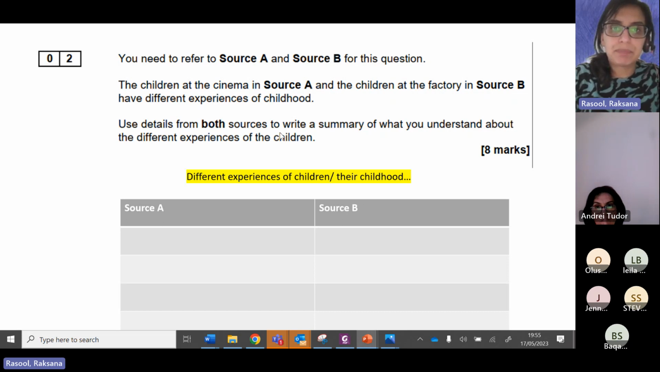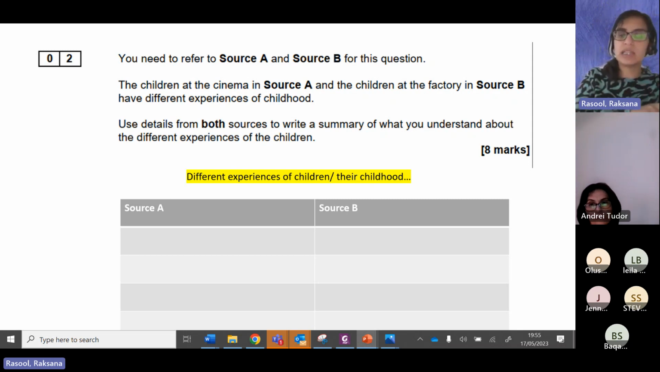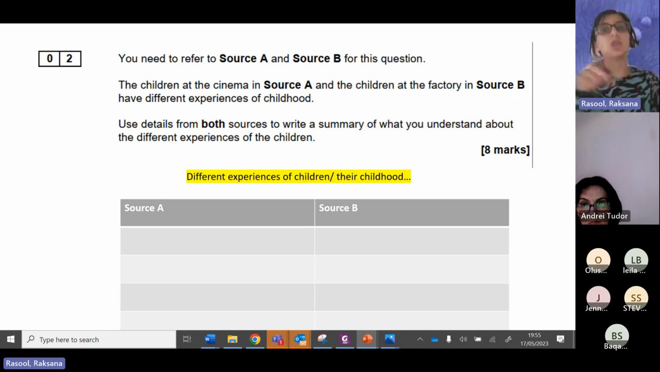Remember, it is asking for the different experiences, not just the experiences of the children. So only a contrast. Source A is like this, whereas Source B is like this. Source A is like this, in contrast, Source B is like this. Source B children are like this, but Source A children are like that. So those contrasting connectives: whereas, in contrast, but, despite the children in Source A having this, this, and this.